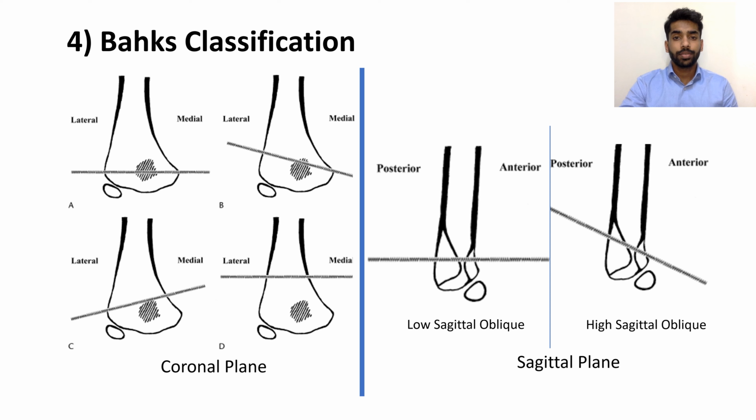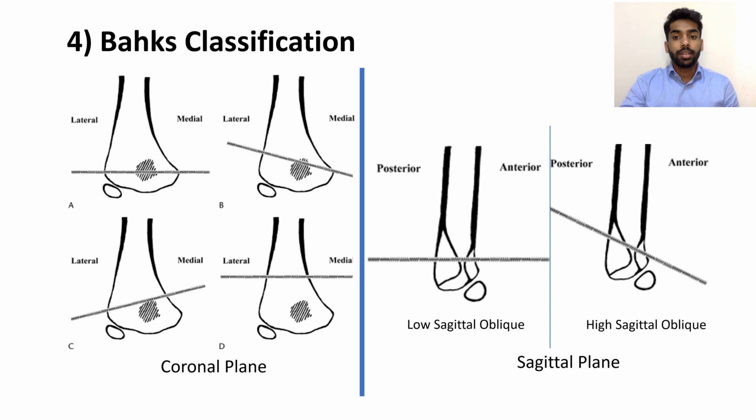Coming to the last classification, which is the Bahk classification, it is based on the coronal and sagittal orientation of the fracture line. With respect to the coronal orientation, type A is a typical transverse, which has a coronal obliquity of less than 10 degrees. The fracture line starts and ends at the epicondyles at the same level.